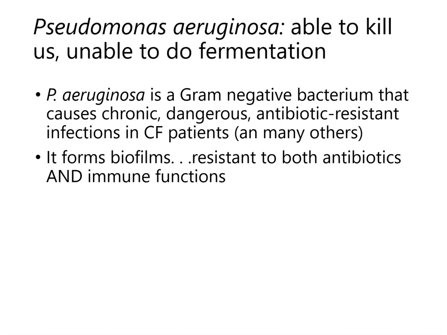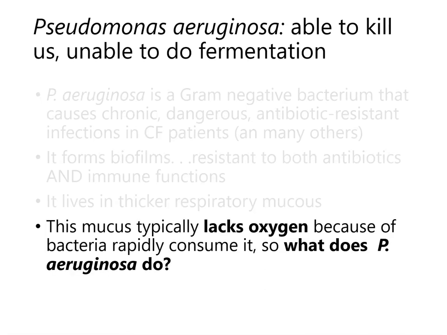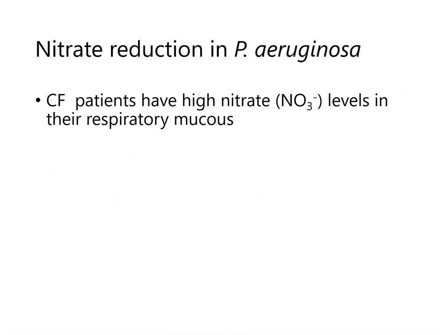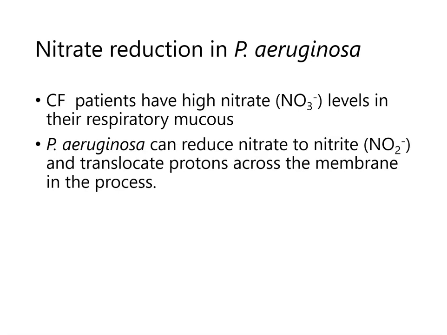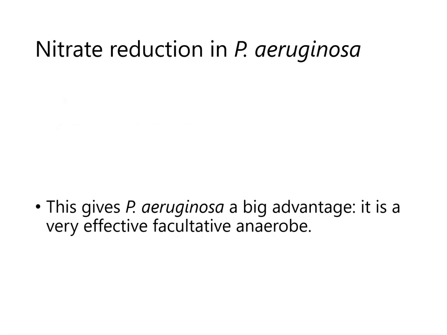And yeah, it is very hard to treat, and I'll explain what biofilms are later. So how does Pseudomonas aeruginosa grow in that situation? Well, it's able to use the nitrate in anaerobic respiration. And this is important to it because it can't do fermentation. So if there wasn't an electron acceptor, it just couldn't grow at all. It's a very effective facultative anaerobe.